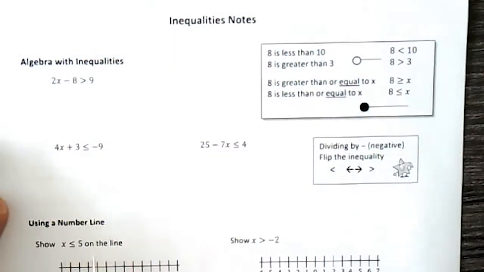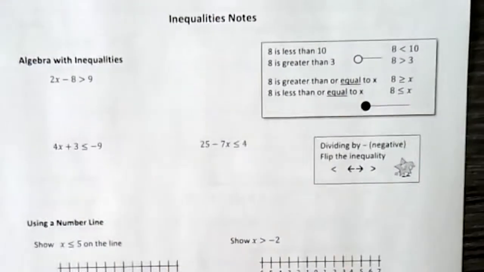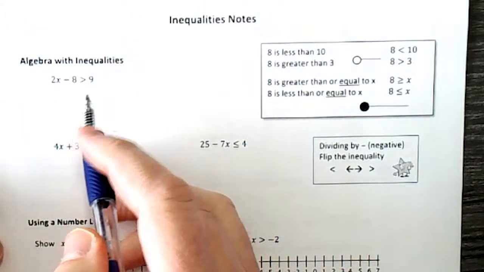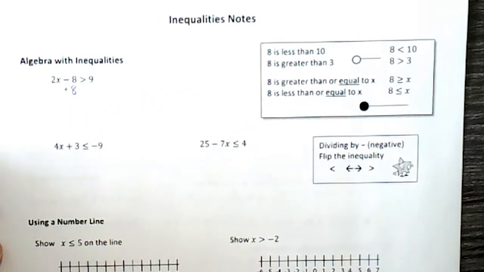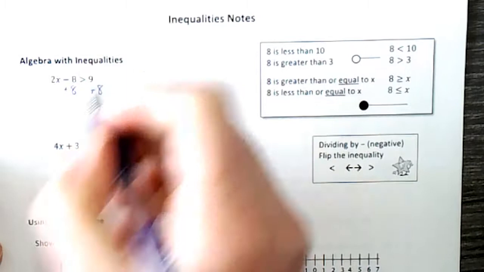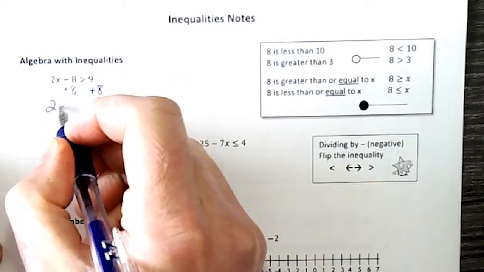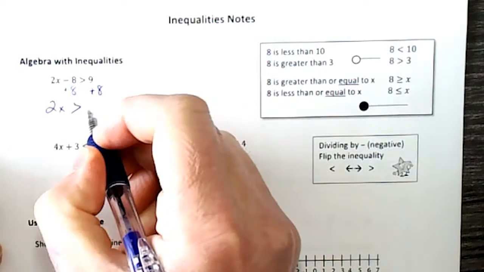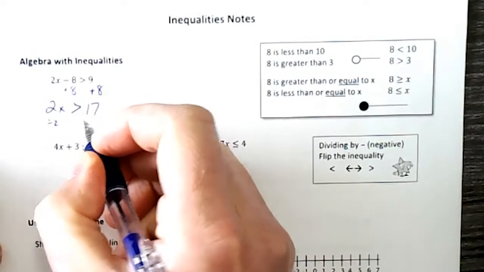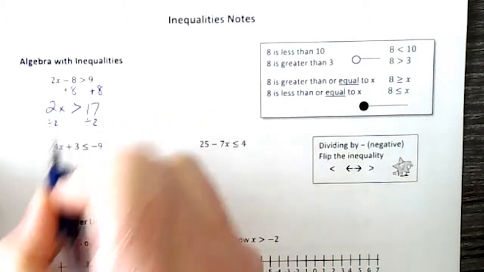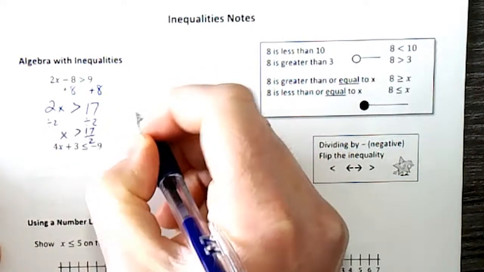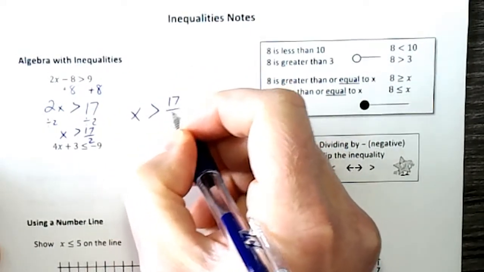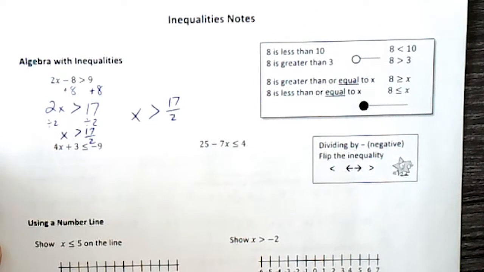So now we're going to do some algebra with the inequalities, and it works almost identical to normal algebra with an equal sign. So we've got to isolate the x. We're going to start with the 8. The opposite of 8 is +8, and we do it to both sides. The greater than sign stays where it is, and we just keep going. We move the 2 over by dividing. Always do the opposite. So our final answer is x is greater than 17/2, or 8.5. So it's just algebra, we just keep the sign as is.